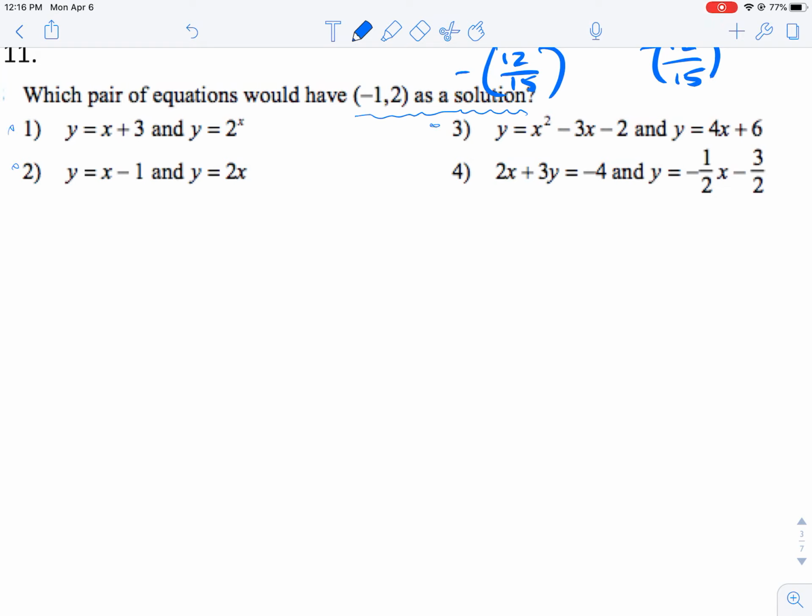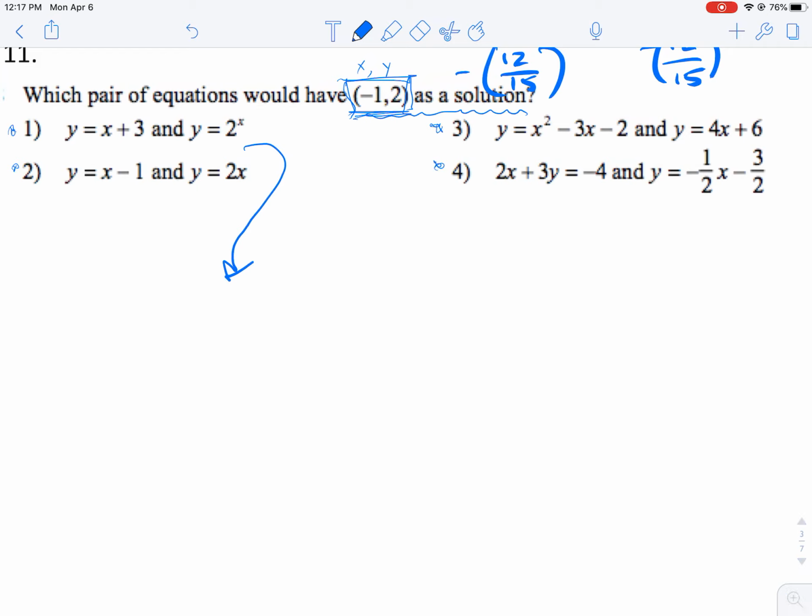So what it's asking here is which one of these pairs of equations does this point fit in for both of them? Which equation is this point true for both? What I mean by that is this. If you take a look at number 1, this is our x value, these are our y values, when we're talking about a coordinate pair.